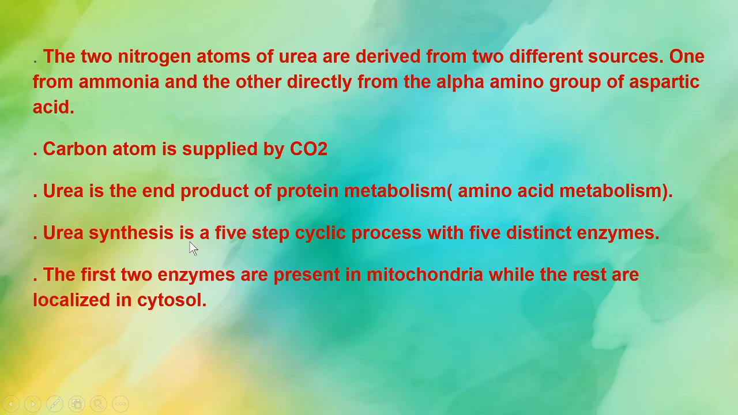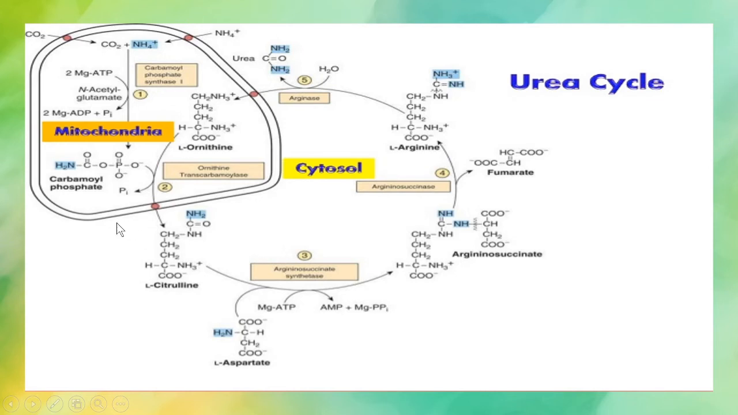Urea synthesis is a five-step cyclic process with five distinct enzymes. The first two enzymes are present in mitochondria, while the rest are localized in the cytosol. Now we see the steps of the urea cycle. Look here: this urea cycle occurs partially in mitochondria and partly in the cytosol.